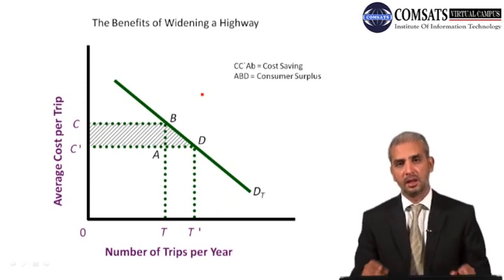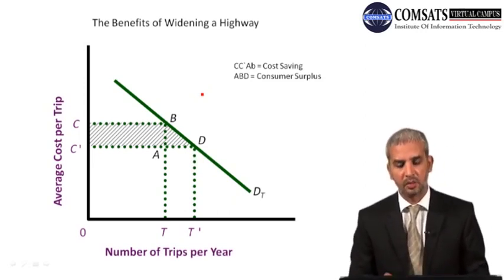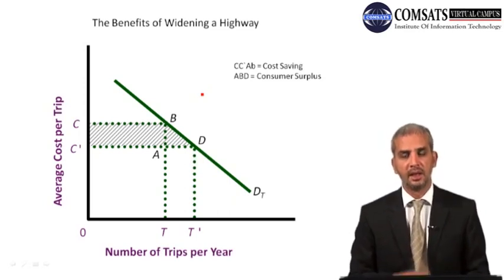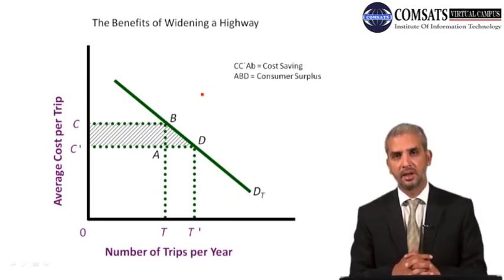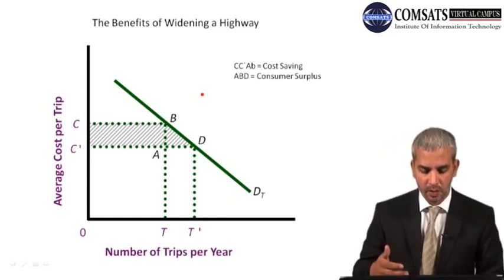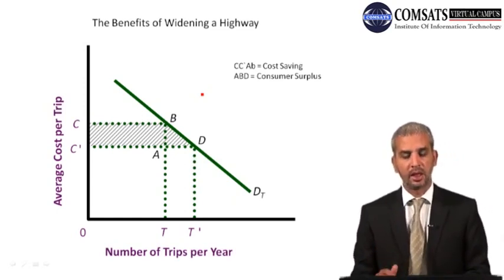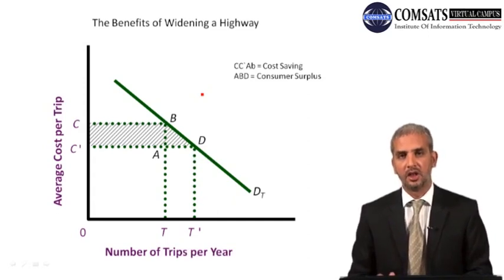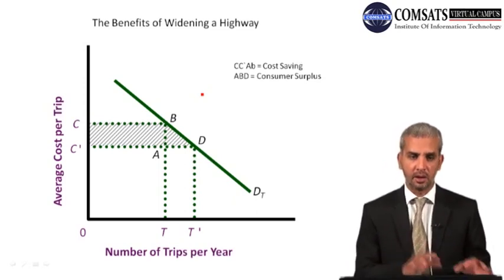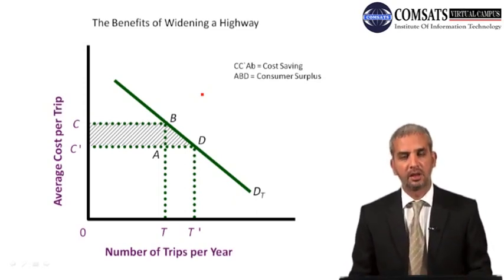So in a sense, this rectangular shaded area represents the cost savings and consumer surplus. The cost savings, from C prime, B and A, are the savings for the existing travelers and for people who join that travel, and then there is a certain consumer surplus which is represented by the shaded area A, B and D. So the total benefit of expanding that highway for the travelers would be the sum of this cost saving as well as the consumer surplus.